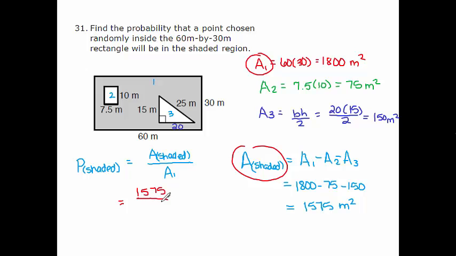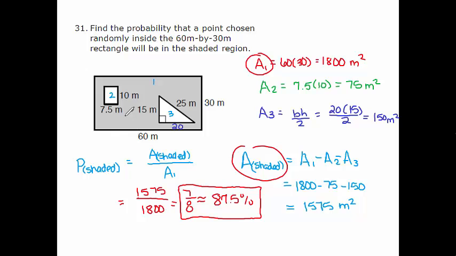1,575 over a total of 1,800. If I reduce that fraction, I end up with 7/8, which is 87.5%. So if I pick any point randomly inside this large rectangle, there's an 87.5% chance it will land in a shaded region.